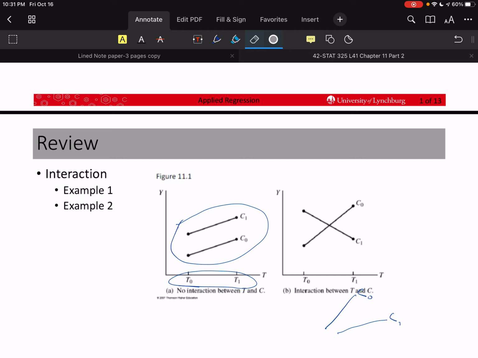So we have to discuss these cases dependently, I should say. When we have interaction, we can't just talk about T by itself, and we can't just talk about C by itself. We have to talk about them in terms of each other. So in this case, let's look at C1. As T changes from T0 to T1, we see that Y will decrease. But for C0, from T0 to T1, Y increases. So we have to discuss them in terms of each other.